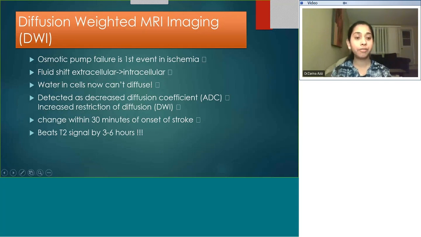And the changes on diffusion can be seen as early as 30 minutes of the onset of stroke. And this beats the T2 signal or the FLAIR signal by 3 to 6 hours. So it is definitely a very sensitive modality to pick up acute ischemic stroke. However, the only problem is it is time consuming, depends on patient motion, and not always available.